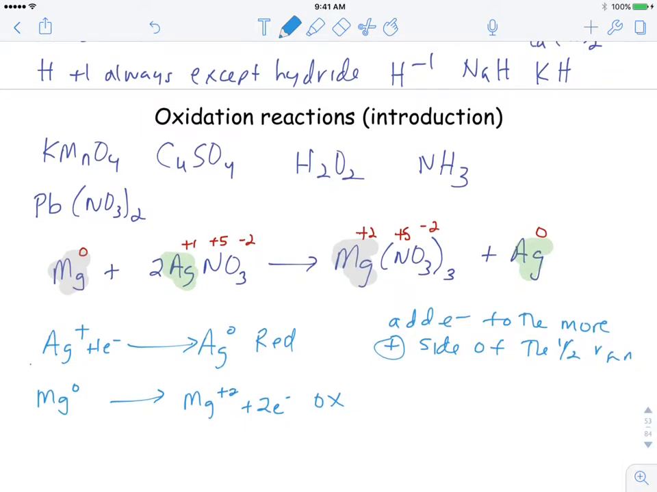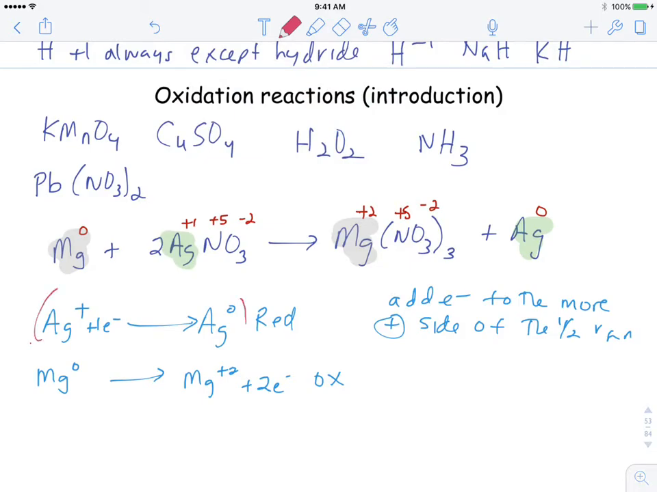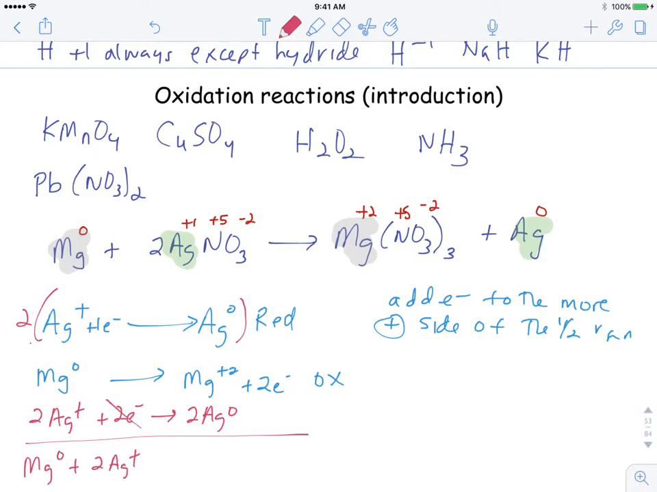Now the problem is that they're not balanced. They need to lose and gain the same number of electrons. So in order to get that to happen, I would take my silver and multiply the entire reaction by 2. That would give me 2 Ag+ plus 2 electrons yields 2 Ag0. I can now add these together for a net ionic equation. Mg0 plus 2 Ag+. The electrons will cross out. On the other side, I'll have Mg+2 plus 2 Ag0. Notice the number of atoms, 2 Ag and 2 Ag, is the same. And the charges on the left, +2, and on the right, +2, are the same.